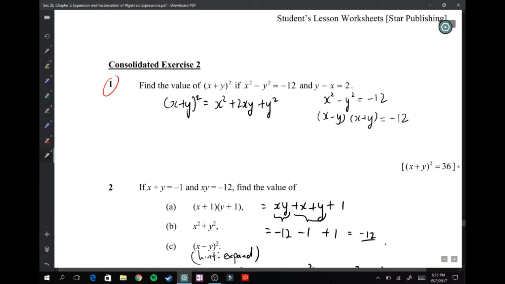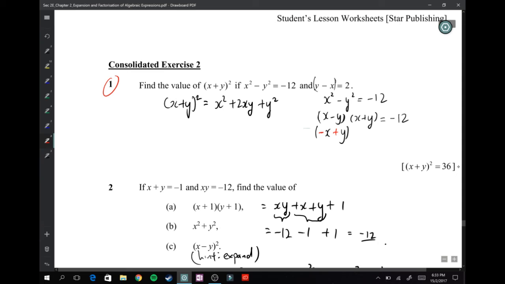So if (x minus y)(x plus y) equals negative 12, then you realize that there's a y minus x here, right? And there's an x minus y here. So we need to change y into positive and x into negative. In order to do so, so that your x becomes negative and your y becomes positive, you realize the sign has already changed. You need a negative sign outside.